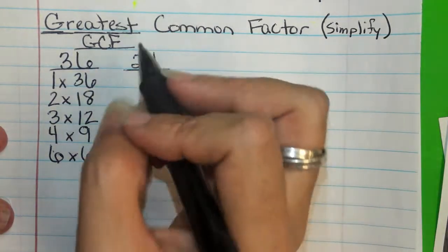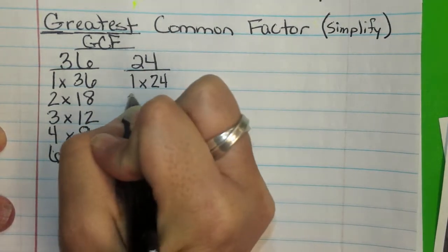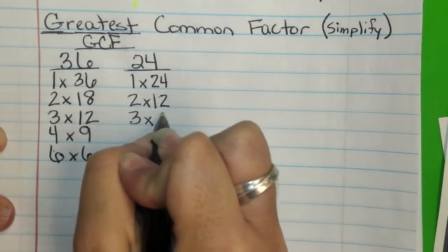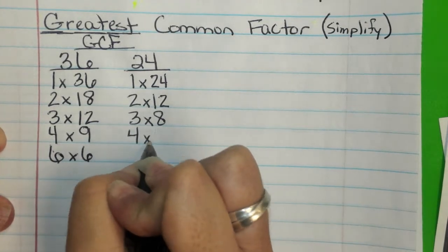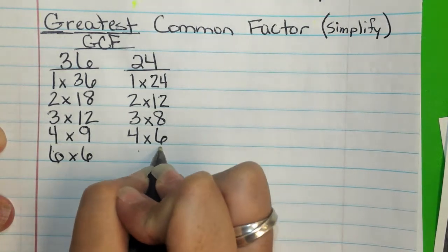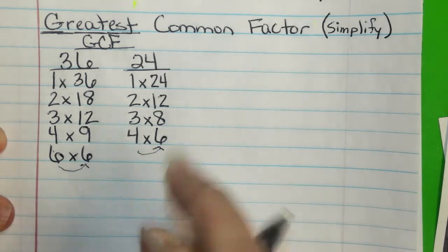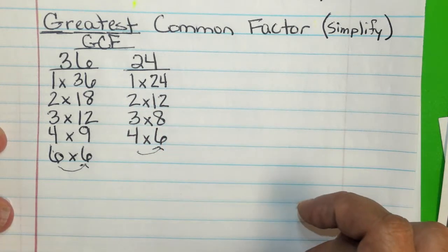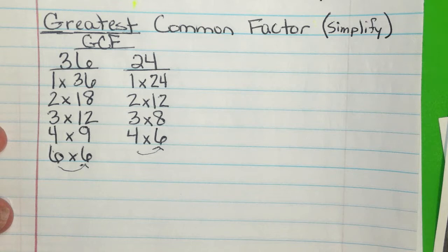Okay, let's do 24. 1 times 24. 2 times 12. 3 times 8. 4 times 6. So I try 5. Does it work? 6. Yes, but look, I've already got it listed. Once you're kind of on that side, if you go in order, you have them all listed, which is nice. You don't have to write them twice. You just got to look at both sides of the list.